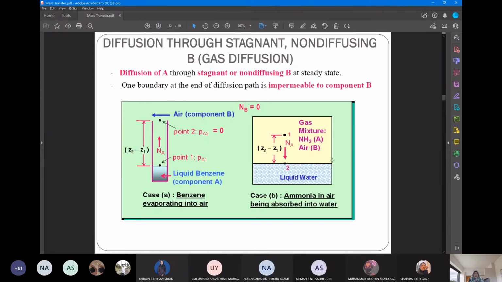Next, this is the third part. The first part is equimolar counter-current diffusion. The second one is diffusion plus convection. Now you have the third one, which is diffusion through stagnant, non-diffusing B.